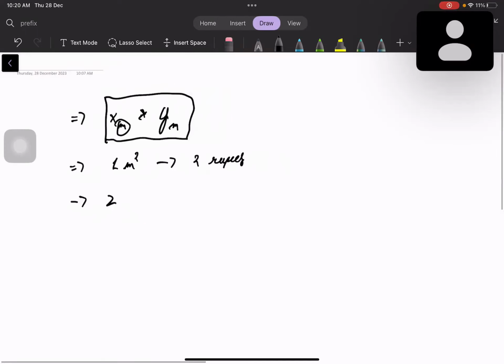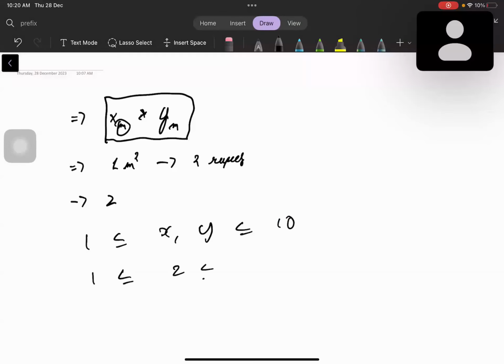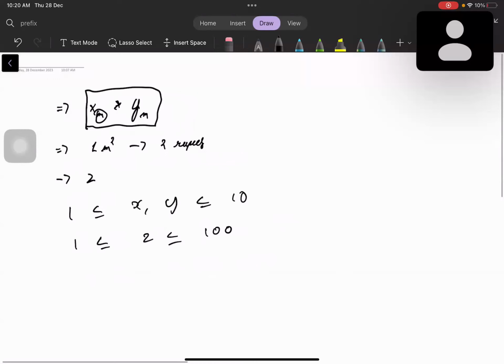In the constraints, the values of X and Y are from 1 to 10, the constraint on the Z value is up to 100, and the number of test cases is up to 10 power 4.